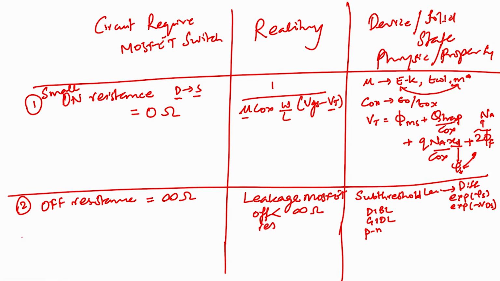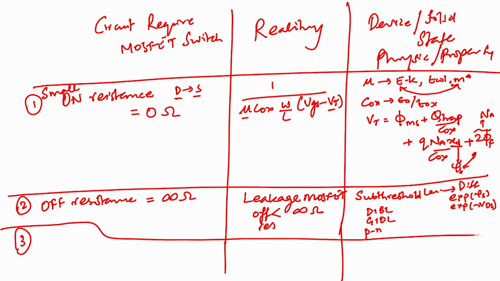Okay. Third, what about the turn on speed? We want the switch to go from on to off and to on very rapidly, right? What is the turn on speed of this switch? Ideally we would like it to be 0 seconds, but is that truly the case? It is not.